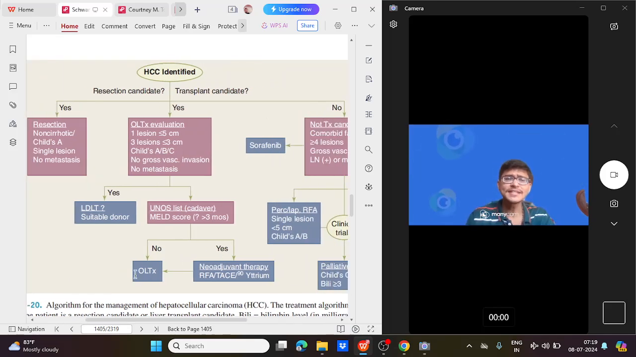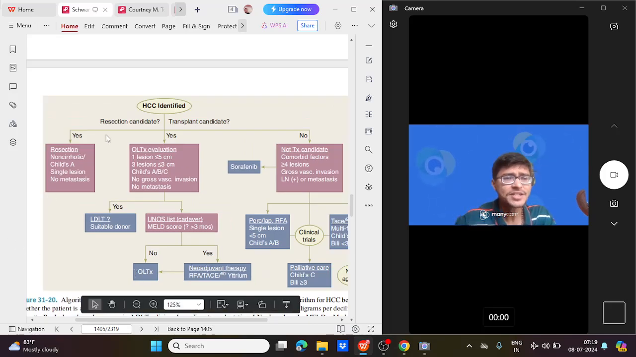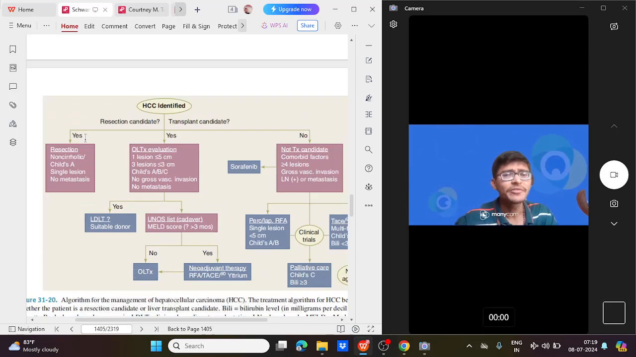So once the HCC is identified, we'll see if the patient is a resection candidate, whether the patient is having adequate liver reserve more than 25-30%. If it is yes, we consider it, especially in the non-cirrhotic Child A with single lesion and no metastasis. Then we consider transplantation in cases where lesion is single less than 5 centimeter, or up to 3 lesions less than or equal to 3 centimeter, Child A, B, C, all will be fine, no gross vascular invasion, no metastasis.